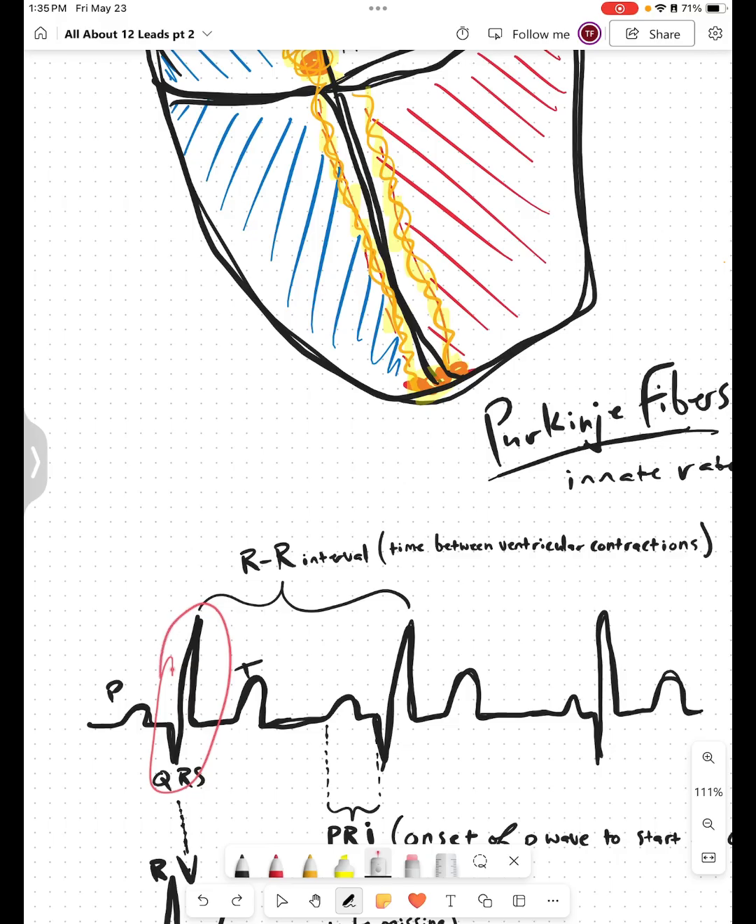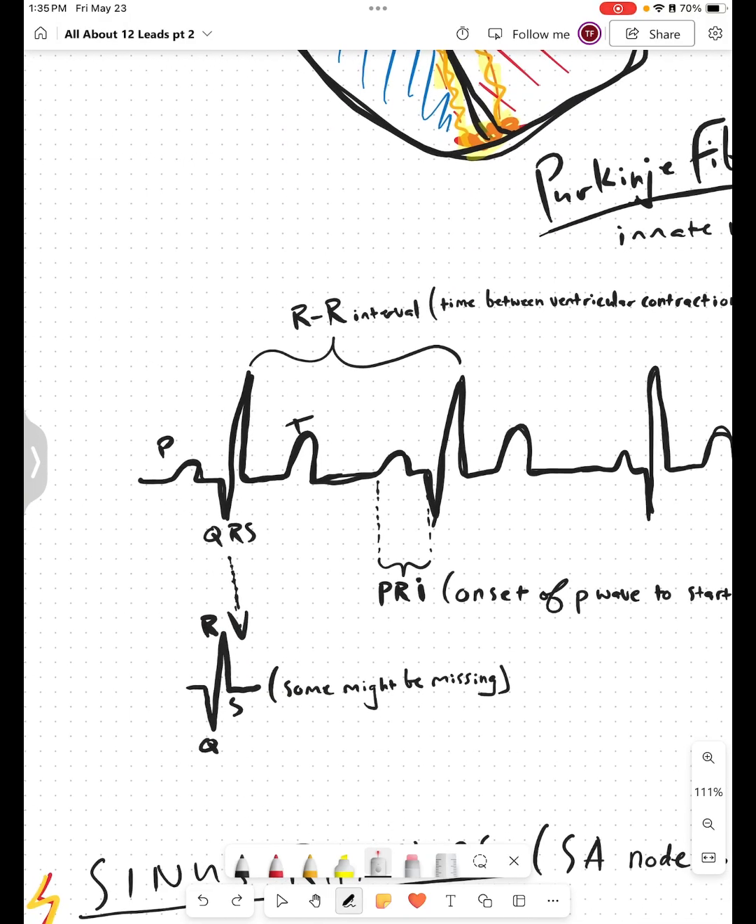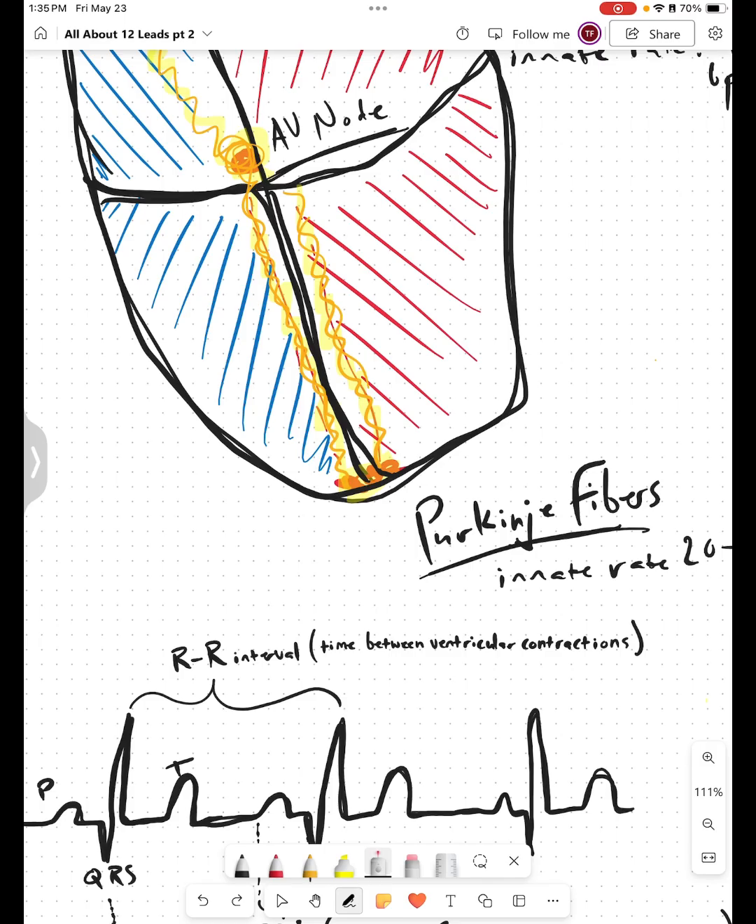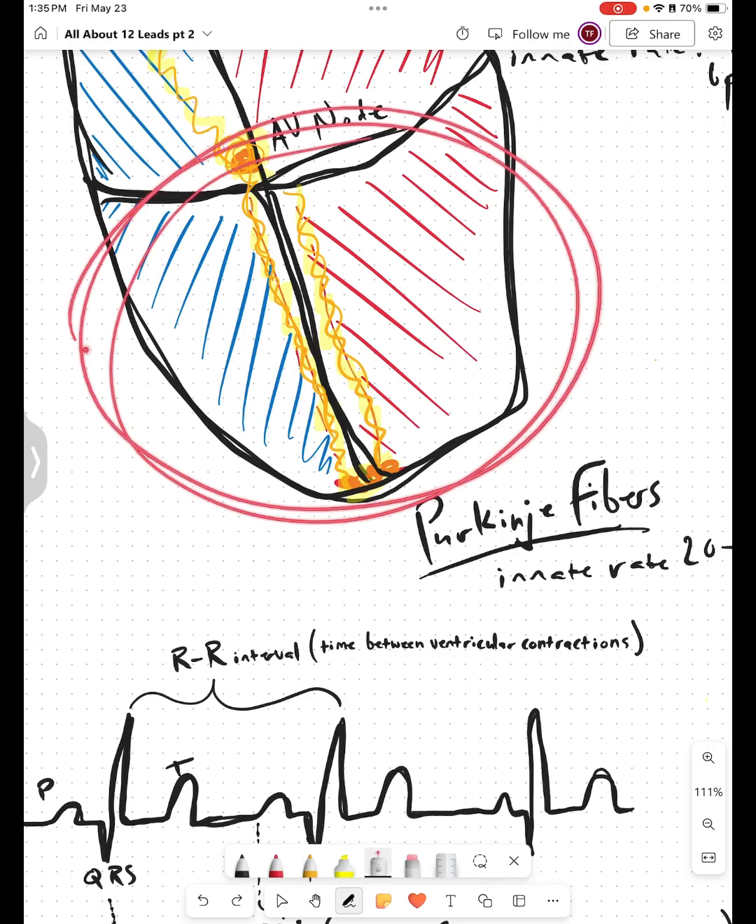The QRS here is actually made up of 3 different waves, Q, R, S, and you may see 3, you may see 2, you may not. It really just depends on what's going on with that individual's heart and their electrical conduction pathway, but in a normal heartbeat, you will see a Q, an R, and an S. That signifies depolarization of the ventricles.